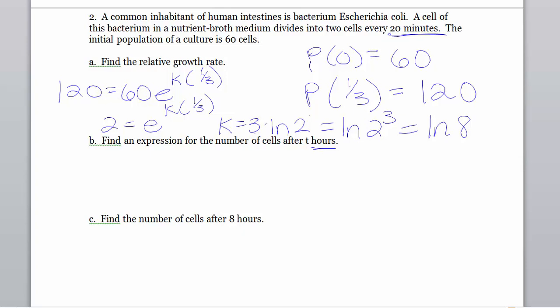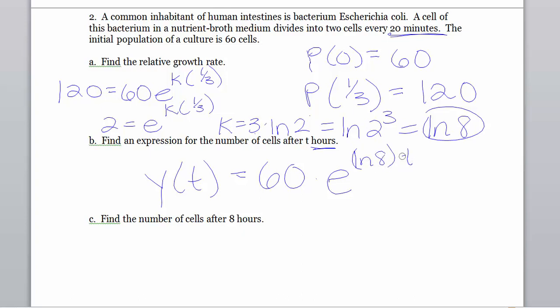You could get the decimal, but there it is. The number of cells after t hours, that's just the equation. So now what would the actual function be? The number of cells, I'm calling P of t, it could be y of t, doesn't matter, guys, what I call it. I'll call it y of t because it's not population. Okay, so y of t, number of cells equals how many I start with, times e to the k, which we just found to be natural log of 8, t. There's my function. Okay.